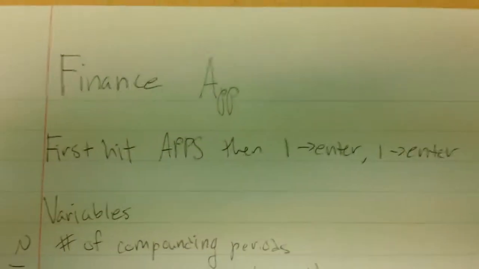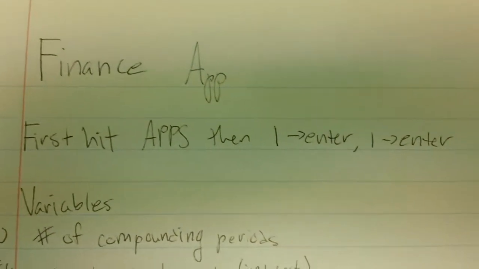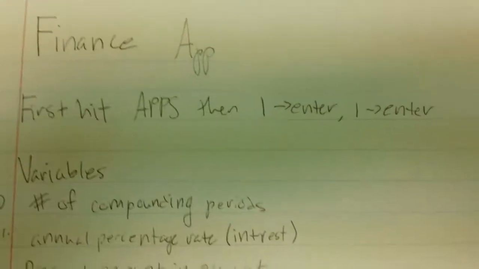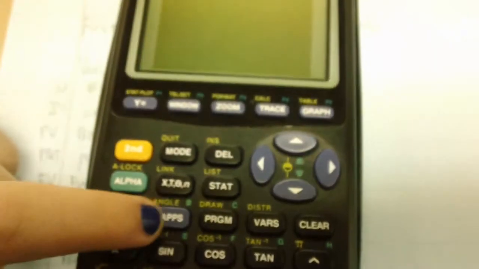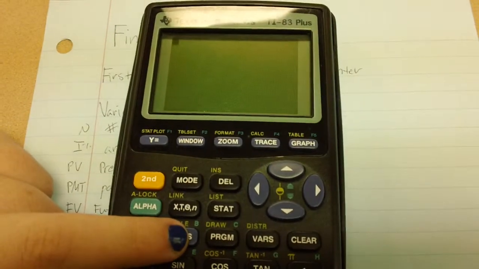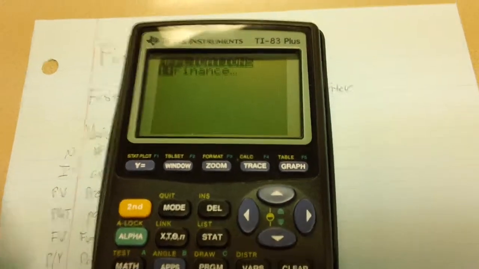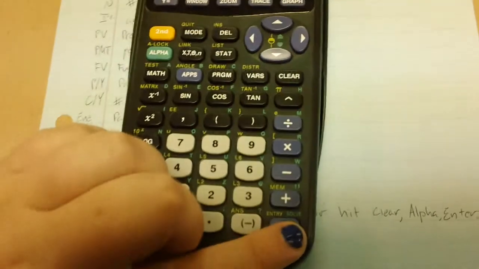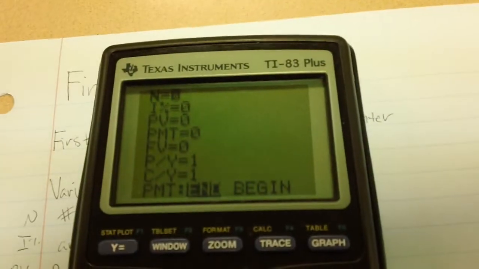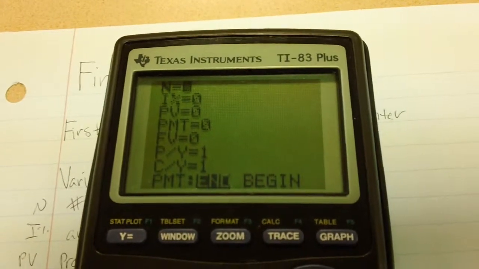Alright, so we're going to reteach you how to use the Finance app since pretty much everyone forgot it. First you have to hit your apps button, which should be around here on the TI-83, and it's about in the same place on the TI-84. You hit apps, then enter, and enter again, and you get the pretty screen with all those variables not filled out that no one remembers what they're called.